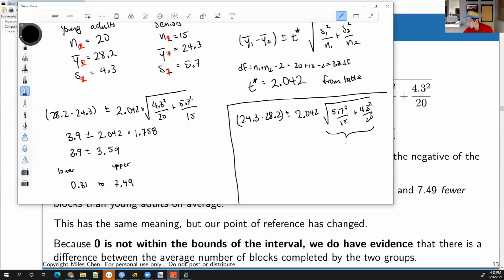This is still going to end up being 1.758. This is 2.042. And so we're just going to get negative 3.9 plus or minus this. And the interval is going to go from negative 7.49 to negative 0.31. It's just going to become kind of the negative.